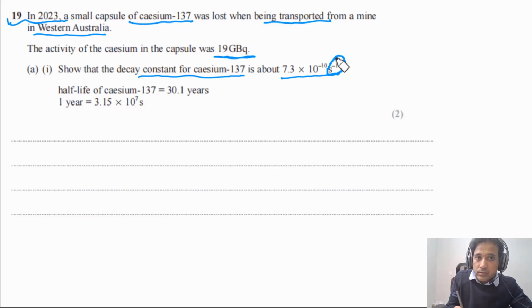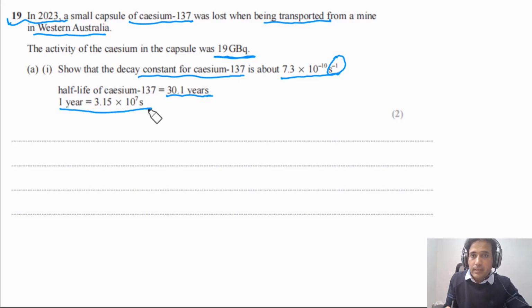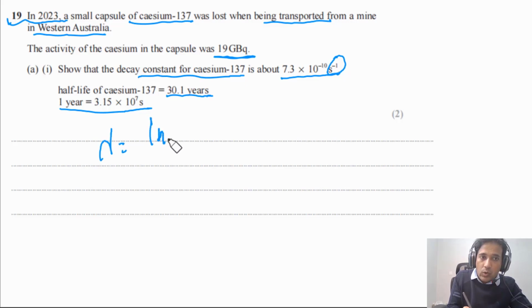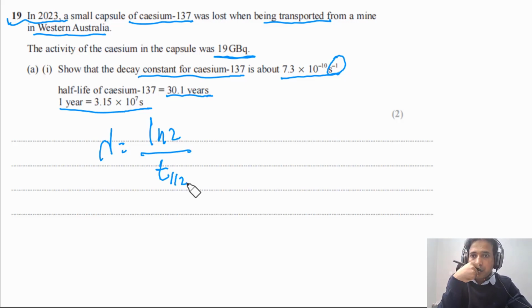This is in seconds. And half-life of cesium is given. This is in years. And 1 year is given to us as equal to this number of seconds. So half-life is given, we need to find out the decay constant. So decay constant is equal to ln 2 divided by half-life. Ln 2 is a constant. So half-life we simply need to convert into years and we can find the answer.